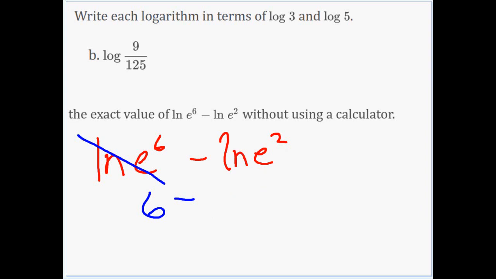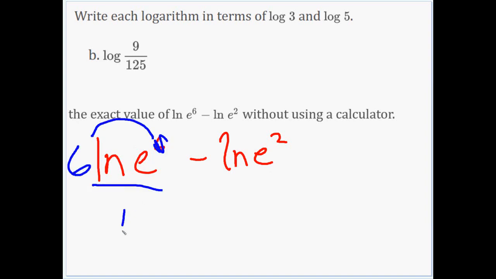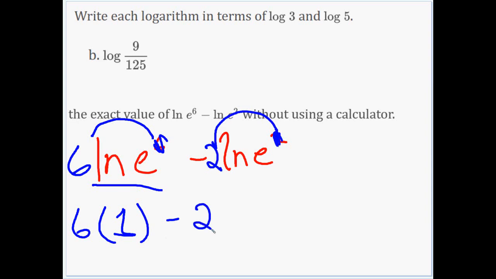And I guess another way you could look at this, we could use the property to bring the exponents down. We could bring that 6 down front here. And then the ln of e just turns into a 1. So you could think of that as 1 times 6 minus. We could bring the squared down front as a 2. And then that'd be 2 times the ln of e, which is 1. 6 minus 2 is still 4.